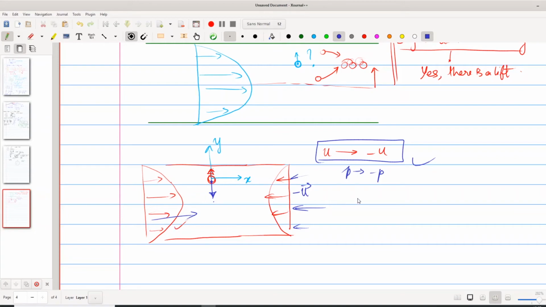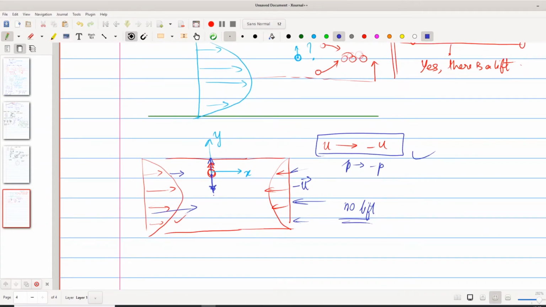So thus, we have a paradox: a flow from this direction causes a lift in this direction, but the flow from this direction causes a lift in this direction. These two things cannot be simultaneously valid, and hence there must be no lift on an object in a Poiseuille flow. And this is actually true if you consider the case where inertia is identically equal to 0.